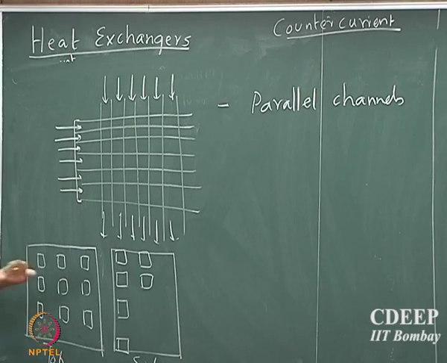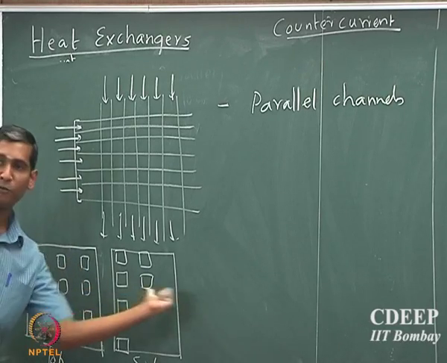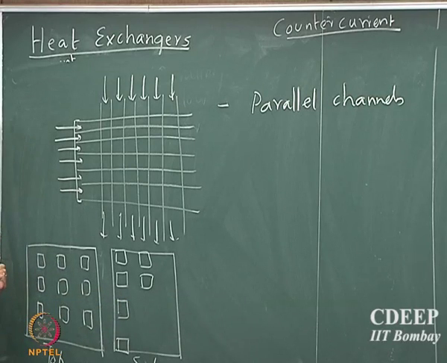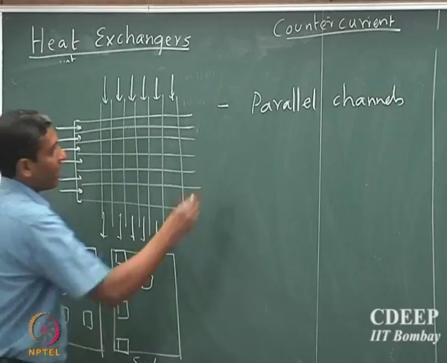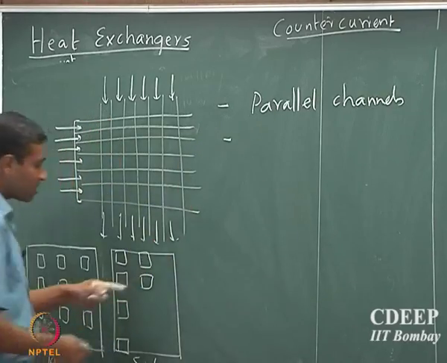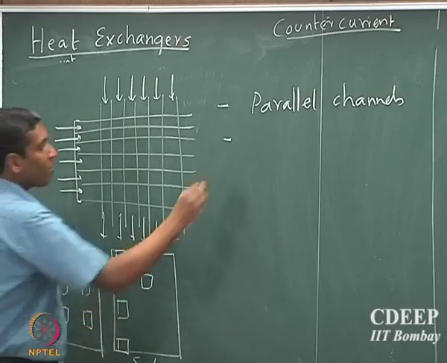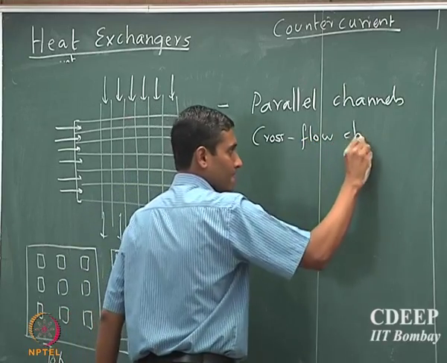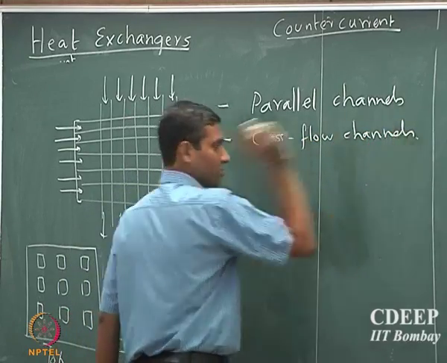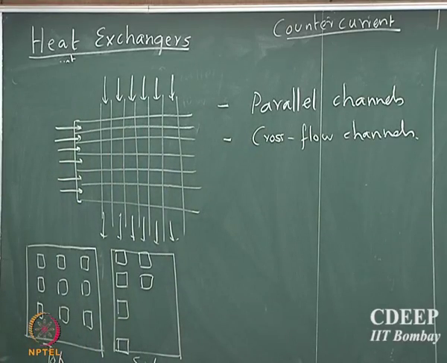So you have one fluid which is flowing through these tubes, another fluid which is actually flowing to the other side, okay. And the reason why it is compact is you can arrange several of these tiny slots and pack them all together. So one possibility is you can have parallel channels like this, or you can also have a cross flow channel, okay. You can have cross flow channel heat exchangers.